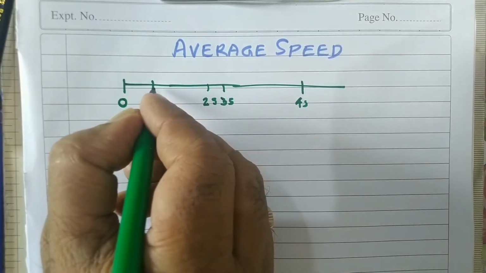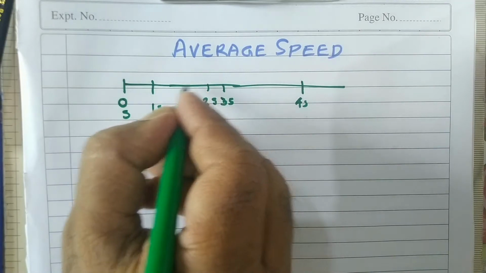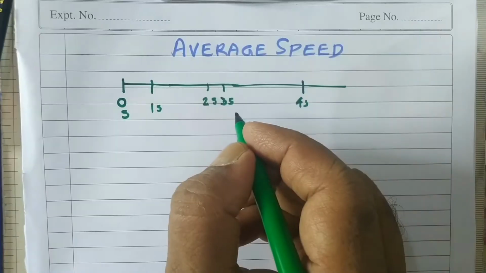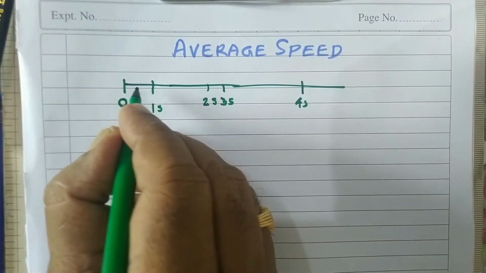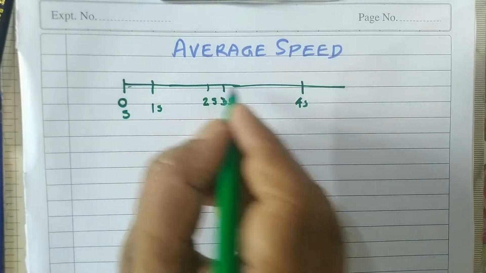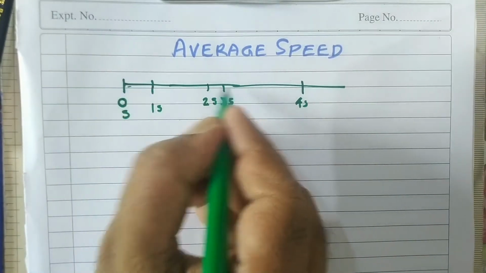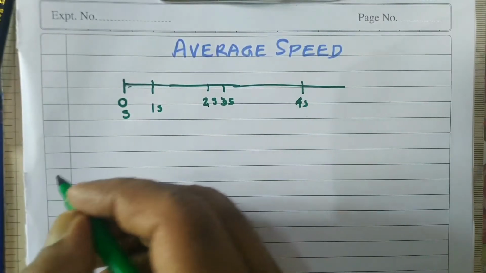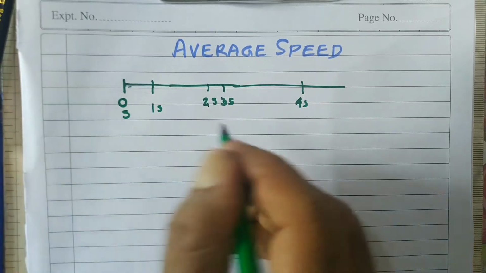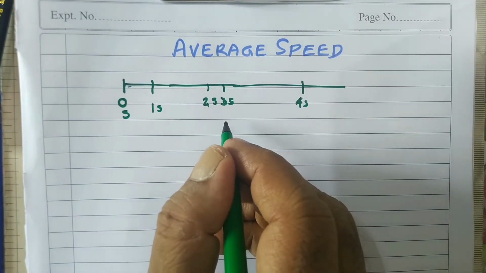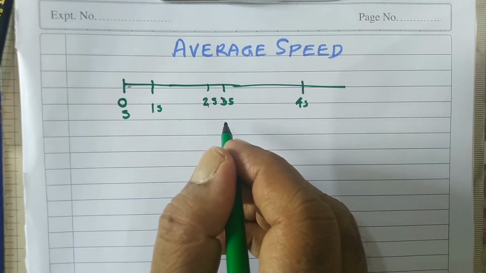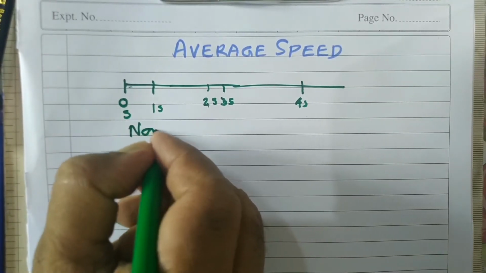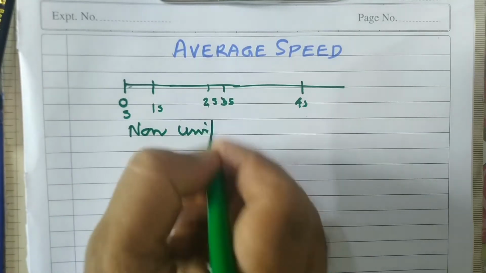What I mean to say here is that the more the speed, the more distance is covered. The less the speed, the less distance it covers. Like that, it covers unequal distances. You see the unequal distances, but equal intervals of time: 2 seconds, 3 seconds, 4 seconds, like that. In daily life, most of the cases are non-uniform motion only.